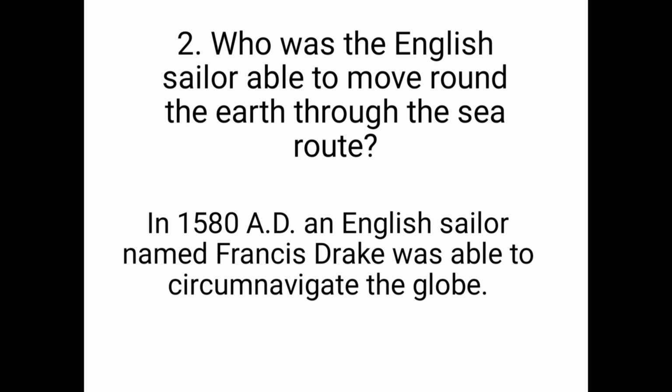Next, question number 2. Who was the English sailor able to move around the earth through the sea route? In 1580 AD, an English sailor named Francis Drake was able to circumnavigate the globe.